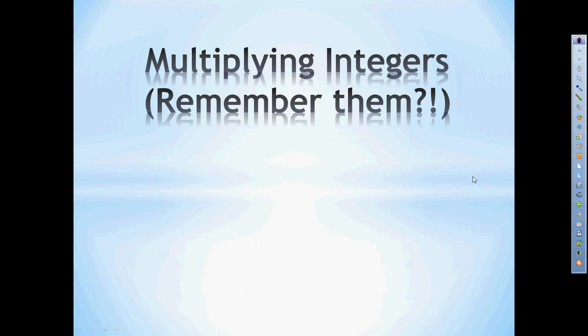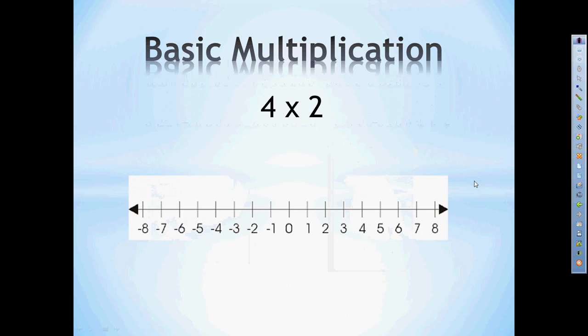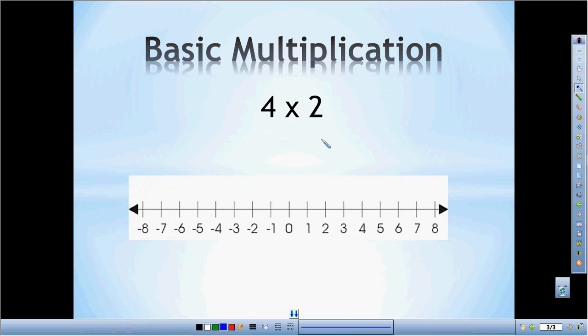So now let's talk briefly about multiplying integers. Remember them? Let's take a look at this first example. We have 4 multiplied by 2. So 4 times 2 is just another way of saying 2 plus 2 plus 2 plus 2. So 2 added to itself 4 times. On the number line, we would just count by 2's. 2, 4, 6, 8. So 4 times 2 is 8.